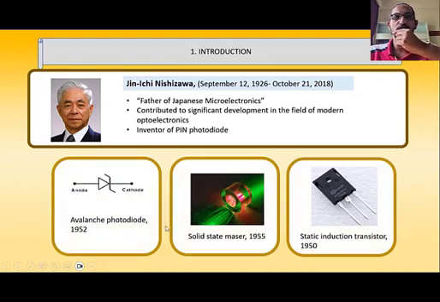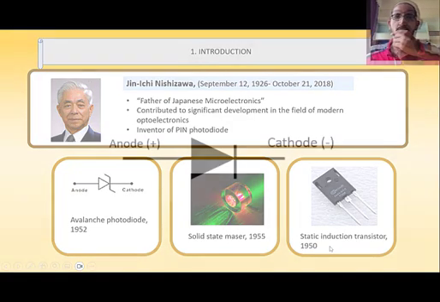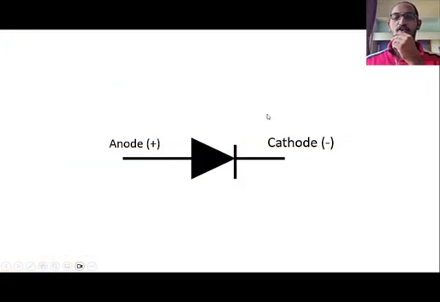His other inventions also include the avalanche photodiode, built in 1952, the solid-state maser in 1955, the static induction transistor in 1950, and many more. The symbol of a photodiode is similar to that of a normal diode with the addition of two arrows indicating the illumination of light.